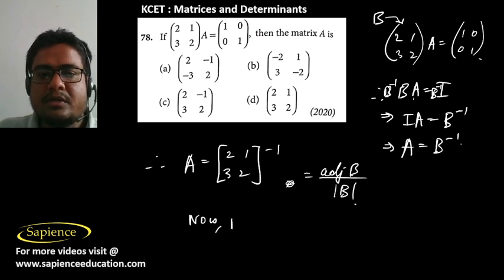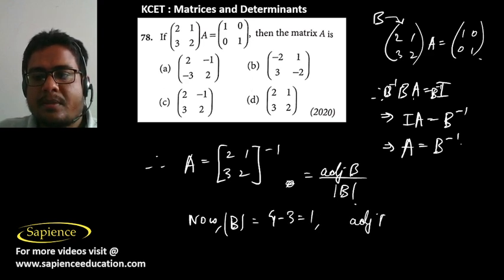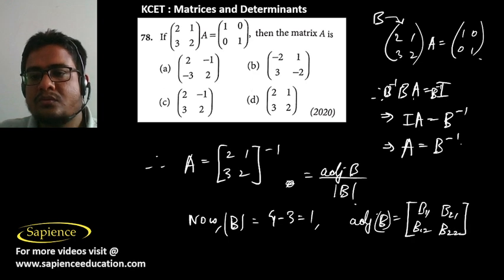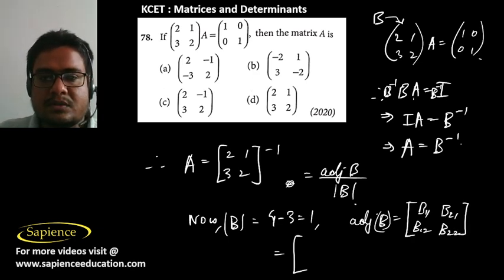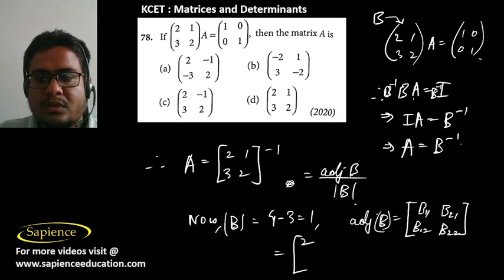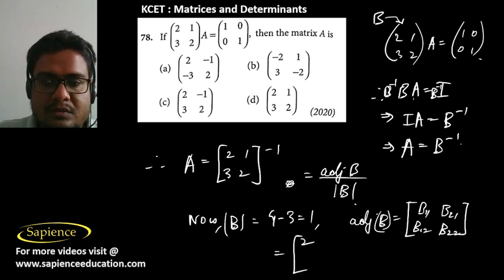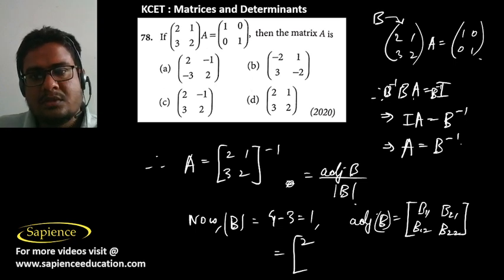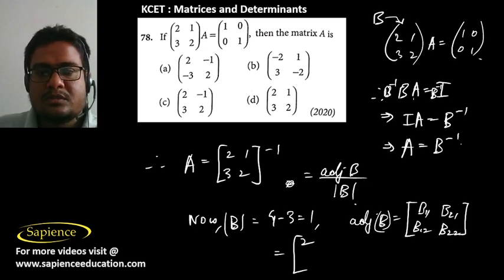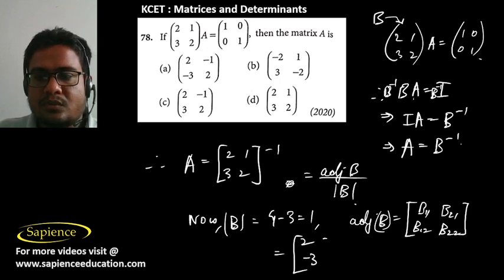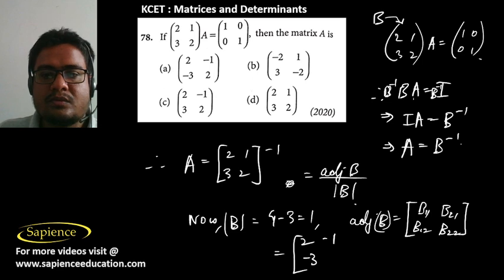Now the determinant of B is equal to 4 minus 3, that is equal to 1. And the adjoint of B is equal to the transpose of the cofactor matrix, that is B11, B12, B21, B22. So B11: first row and first column we have to remove, that is 2. B12 means first row and second column we have to remove, that is minus 3. B21 is second row and first column removed, that is minus 1. And B22 means second row and second column removed, that is 2.